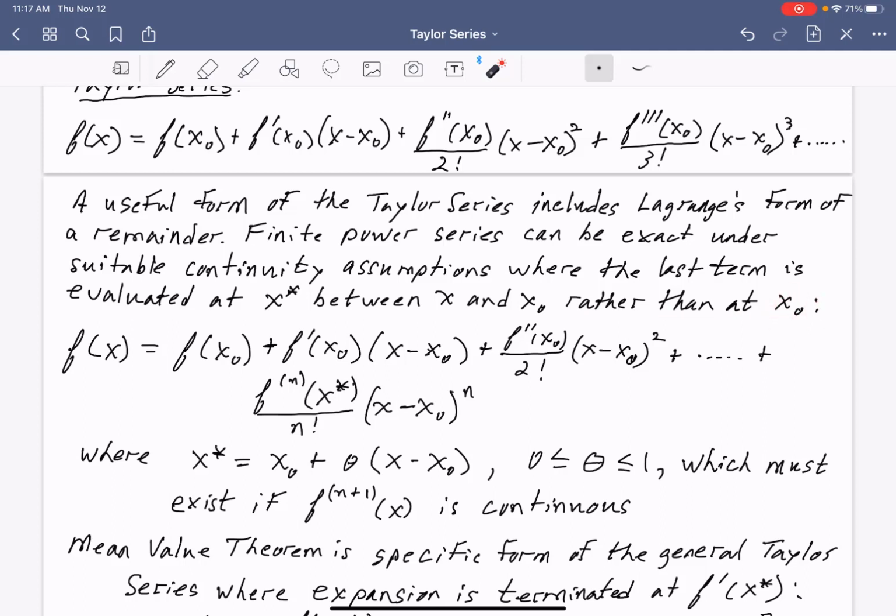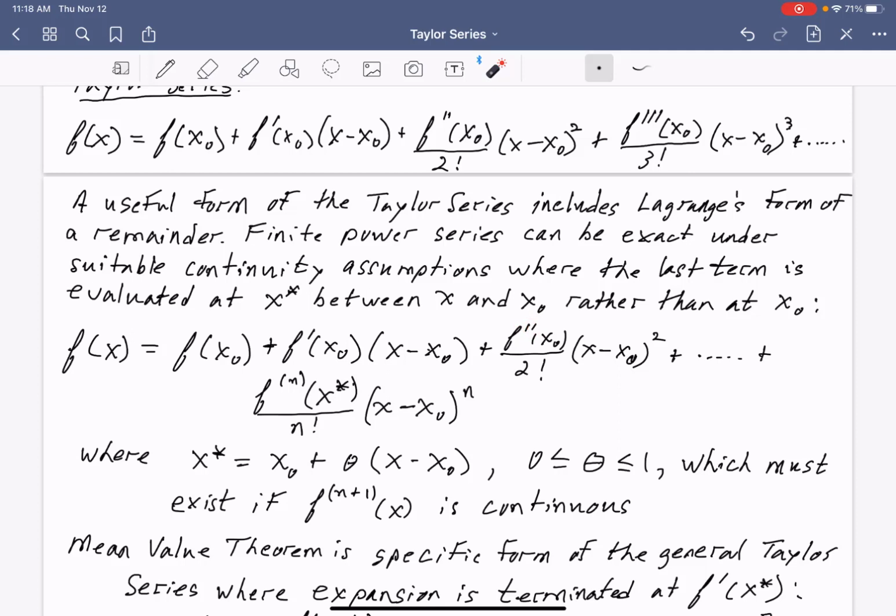So we get f(x) is equal to the function evaluated at x naught, plus the first derivative of the function evaluated at x naught times (x minus x naught), plus the second derivative evaluated at x naught divided by 2 factorial times (x minus x naught) squared, and so on until we choose some n to truncate it at. Now that n could be 2, let's say, in which case that would be the term we're looking at.